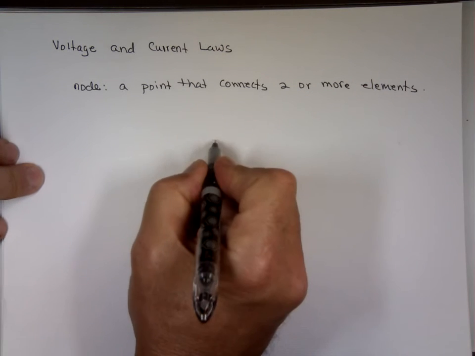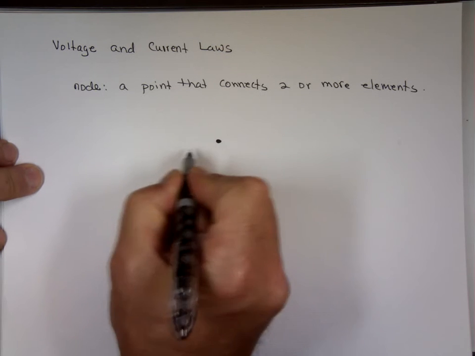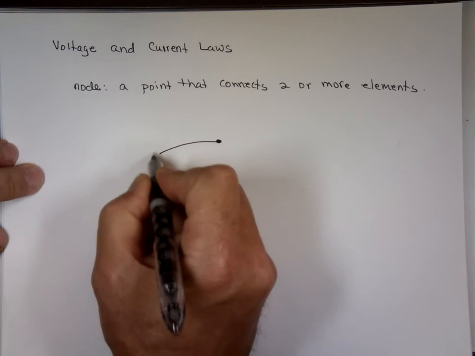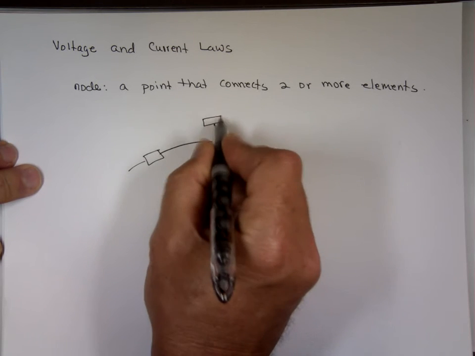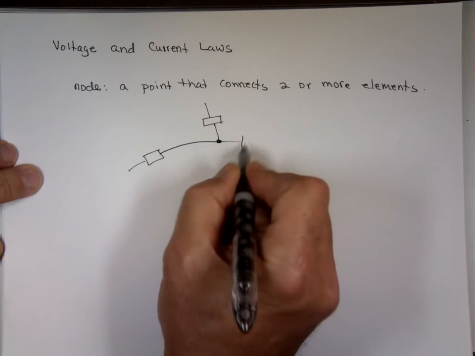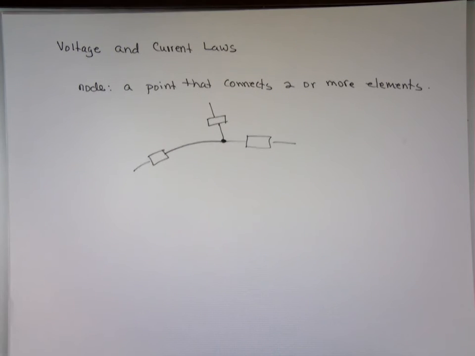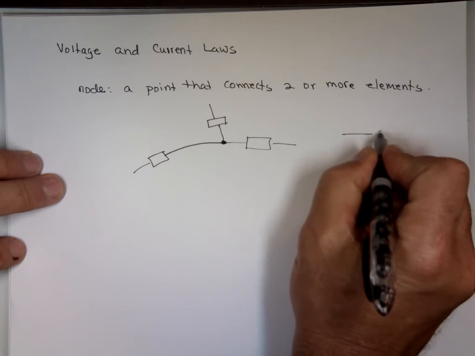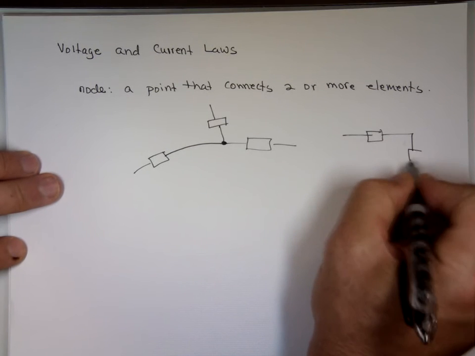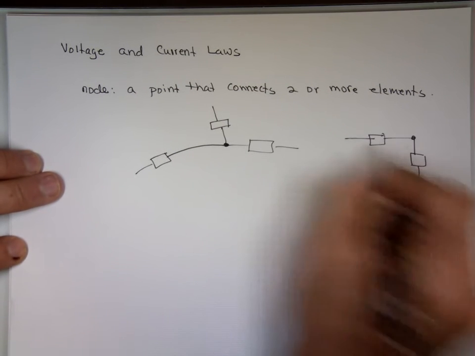So a node, like something like this, you can have something attached here. We don't care what's attached. That's a node. It's connecting three elements. This is also a node. Notice it's connecting two.